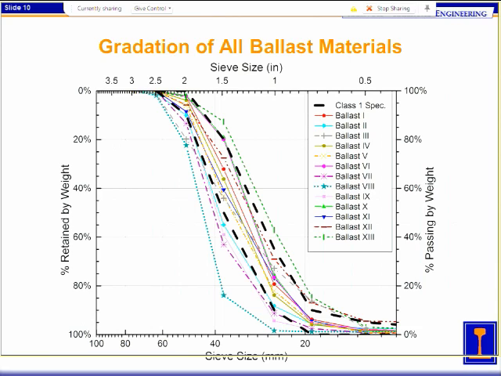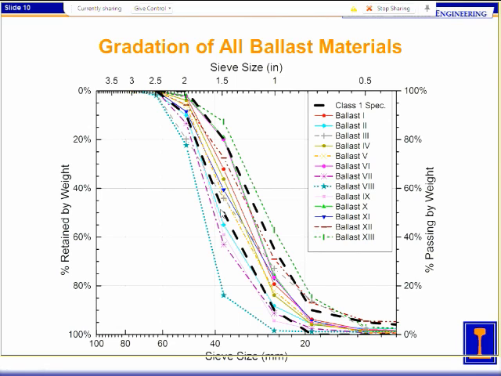So here's a chart that is a little clustered, and I apologize. It's what happens when you have 13 different materials, and you have to try and fit them on one graph. But you can see here the gradations of all of our ballast materials. This one over here on the left, ballast 8, has the highest percentage of large particles, whereas on the flip side, ballast 13 has the highest percentage of small particles. Those are some of the more notable ones you can see in there.